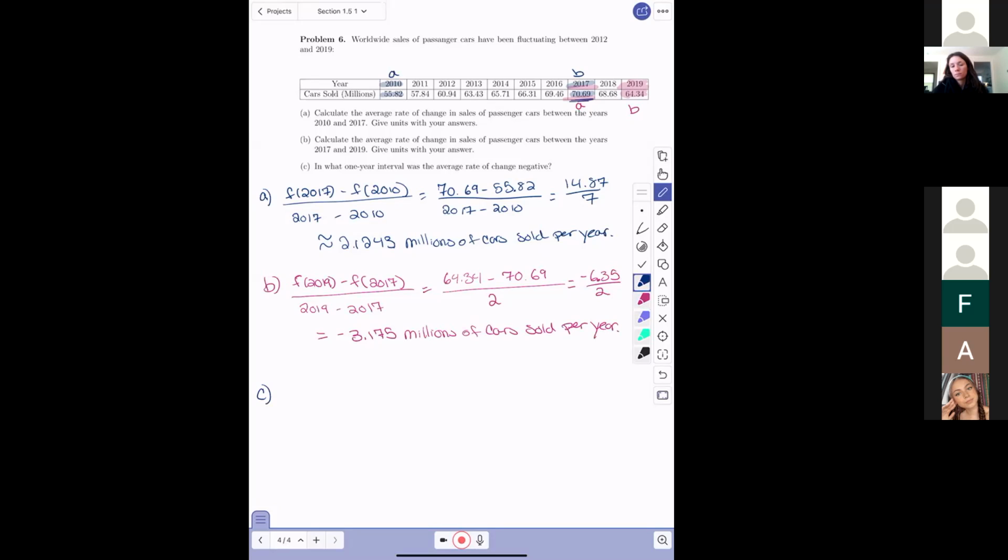Since it's negative, would you just say like it's a deficit, like 3.175 million deficit of cars sold per year? So because there's a negative, since we have the sign there, we never have to say if there's an increase or decrease because the sign covers that. So we know by looking at it that the amount of cars we're selling is going down because it's negative. So we don't have to put it in our units. Okay, thank you. Yep. Any other questions though?